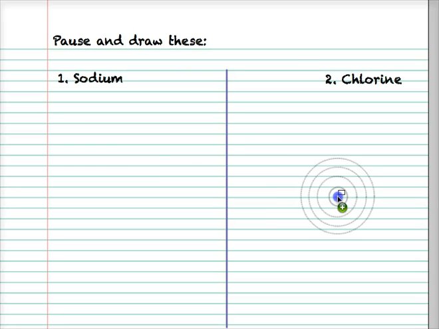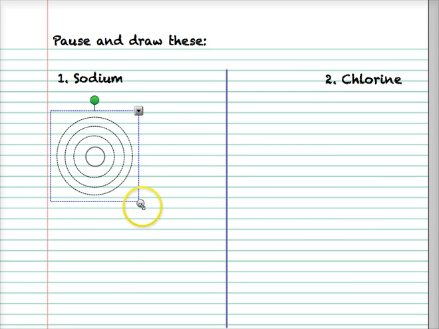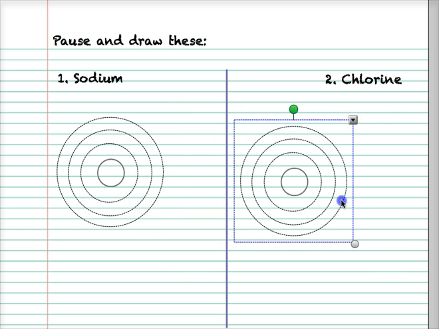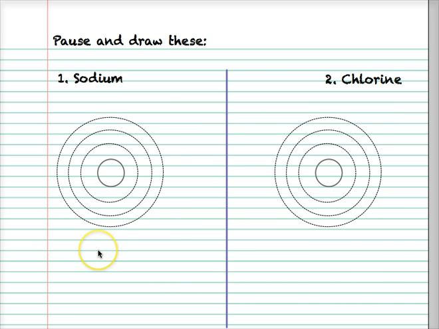I'm going to drag in an orbital here for each side, and we're going to see what we've got. Now we said that sodium was element number 11. Element number 11, so it should have 11 protons. 1, 2, 3, 4, 5, 6, 7, 8, 9, 10, 11. And chlorine, element 17, so we should have 17 protons. 1, 2, 3, 4, 5, 6, 7, 8, 9, 10, 11, 12, 13, 14, 15, 16, 17.